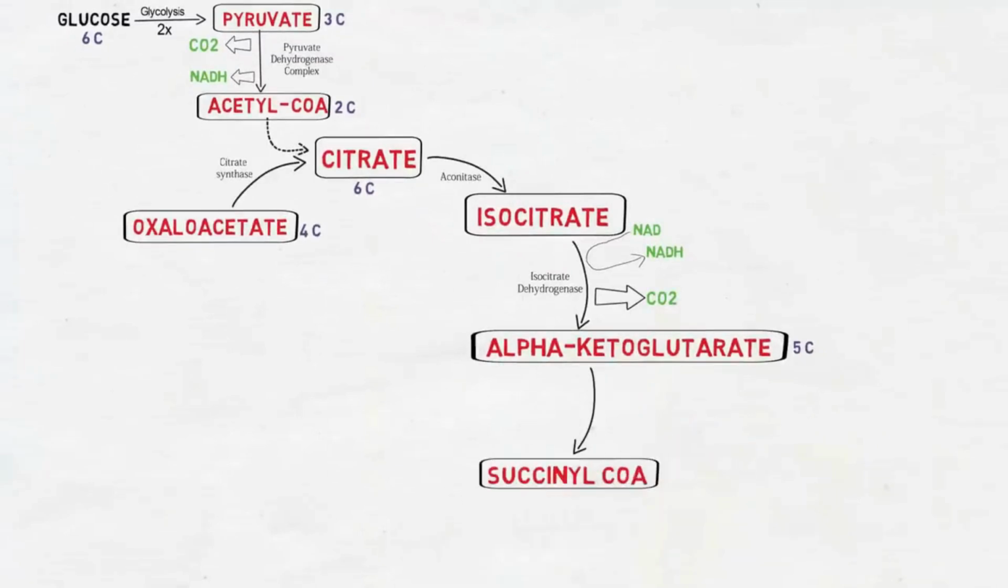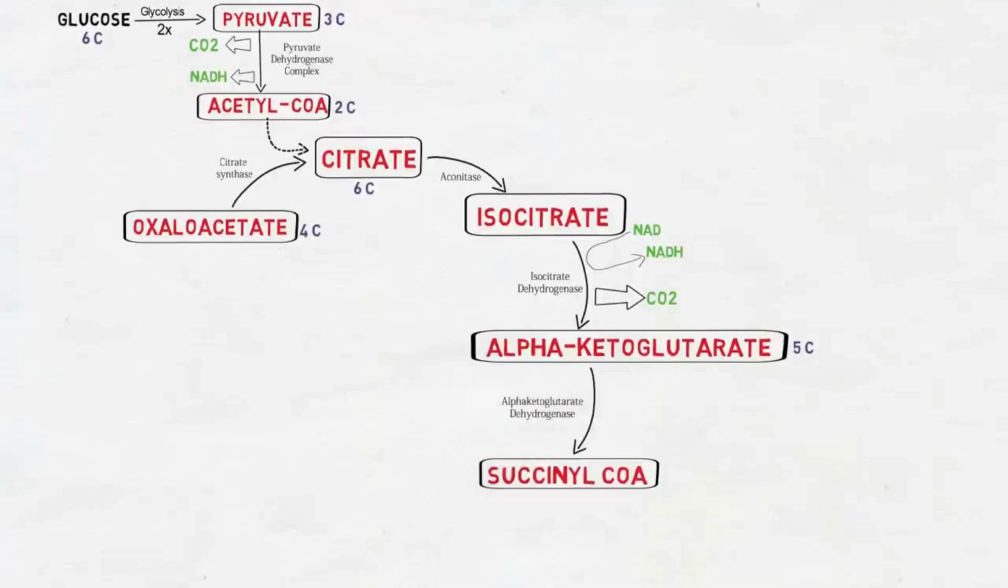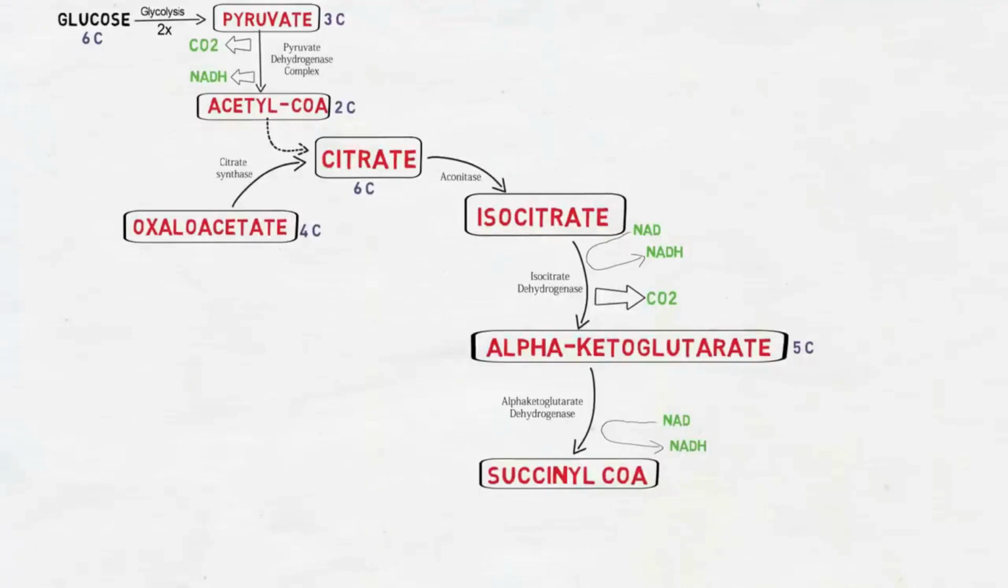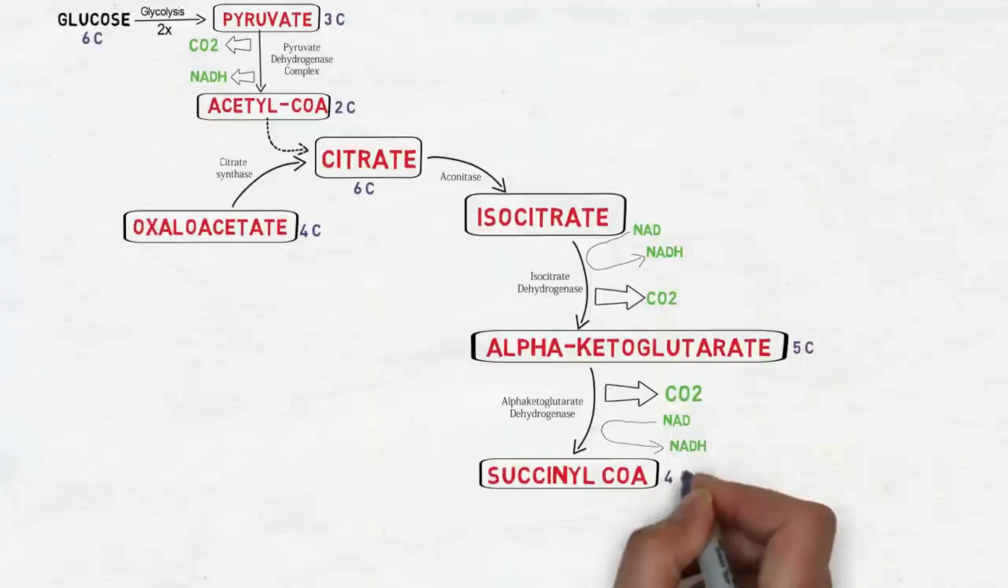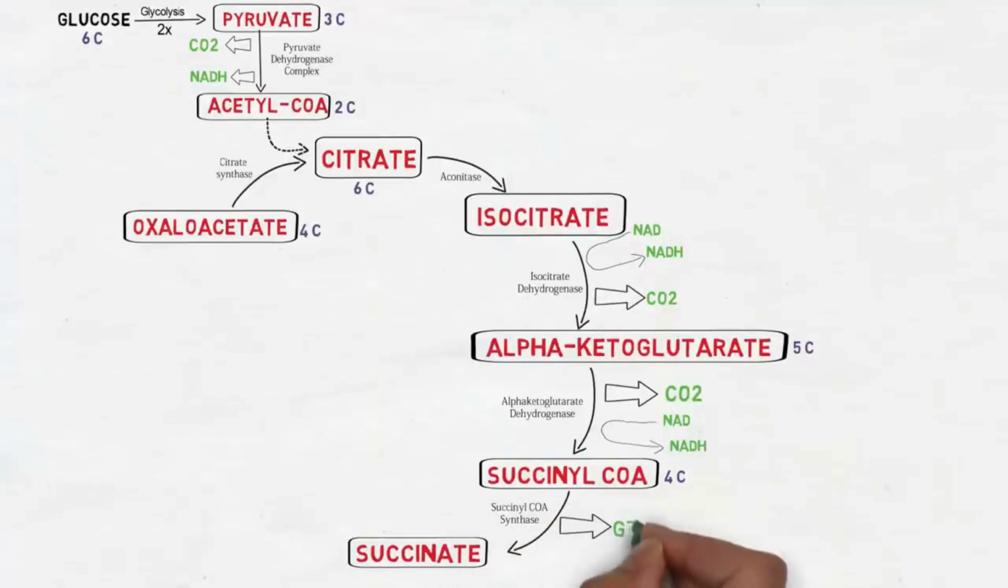Next, the alpha-ketoglutarate is converted into succinyl-CoA by the enzyme alpha-ketoglutarate dehydrogenase. And in this reaction also, a molecule of NAD is reduced to NADH and a molecule of carbon dioxide is released. Hence, the succinyl-CoA is a 4-carbon compound. In the next step, the succinyl-CoA is converted into succinate by the enzyme succinyl-CoA synthase. In this reaction, a molecule of GTP is generated.